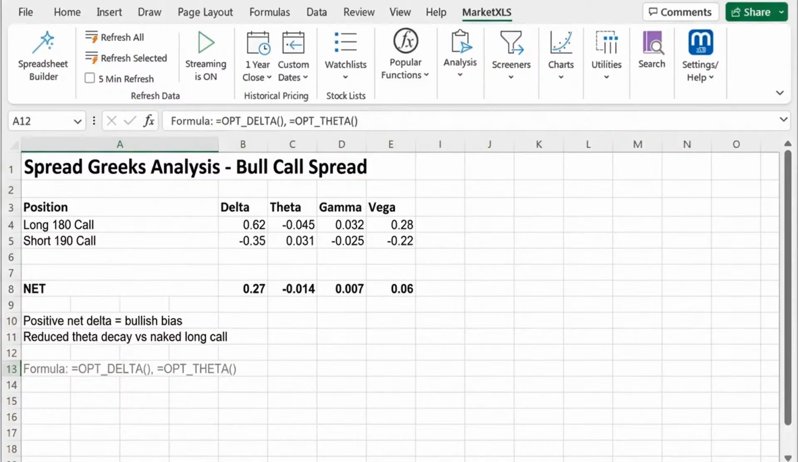Understanding the Greeks for your spread is essential for managing the position. With MarketXLS, you can pull individual Greeks using the delta and theta functions for each leg. The magic of spreads is that the short leg offsets some of the long leg's risk. In our bull call example, the net delta of 0.27 confirms a moderate bullish bias. And notice how net theta is much smaller than a naked long call because the short call's positive theta partially offsets the long call's decay. You can monitor these in real time as the underlying moves.